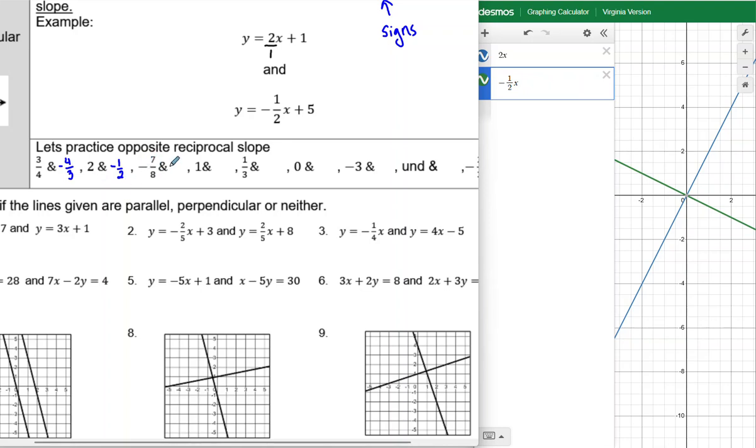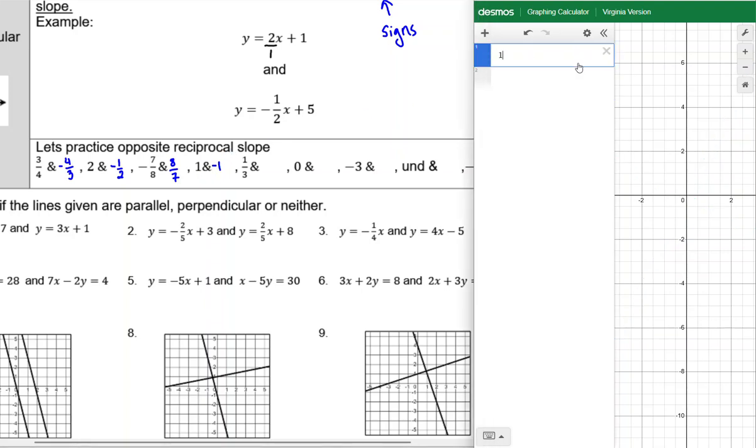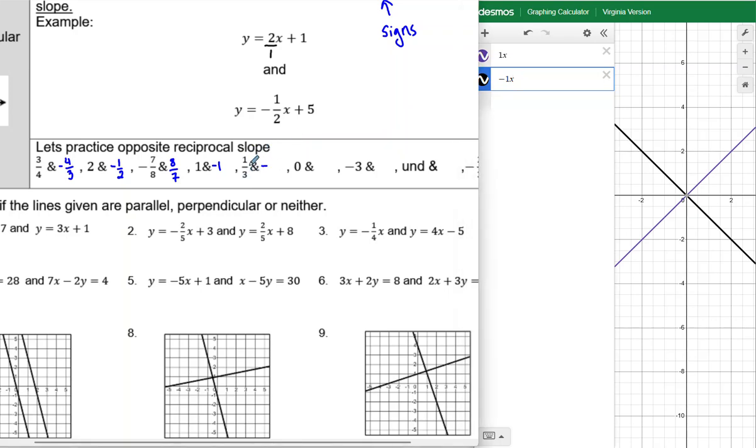So this is negative, so then my opposite reciprocal will be positive. 7 over 8 will be 8 over 7. And that's it. 1 will just be negative 1, because it's 1 over 1, and so it would be negative 1 over 1. Okay, let me show you this one in decimals. So that'd be 1x, and then negative 1x will be your perpendicular slope. All right, positive, this would be negative. 1 over 3, this would be 3 over 1, which is just 3.